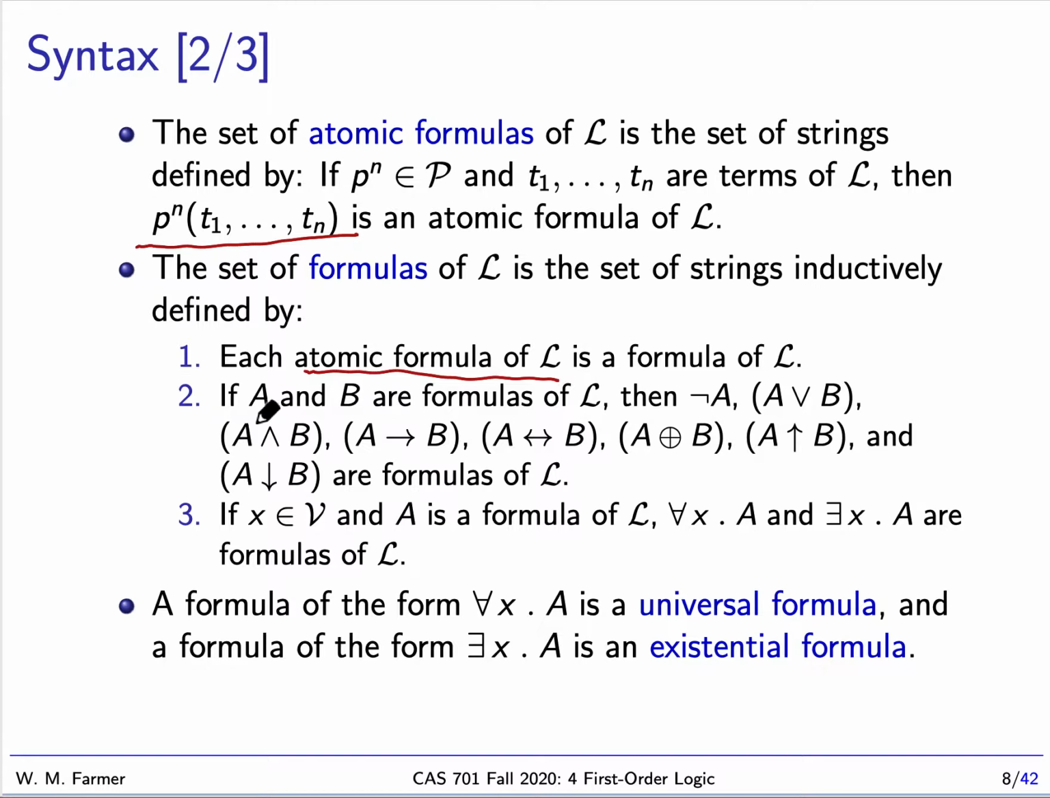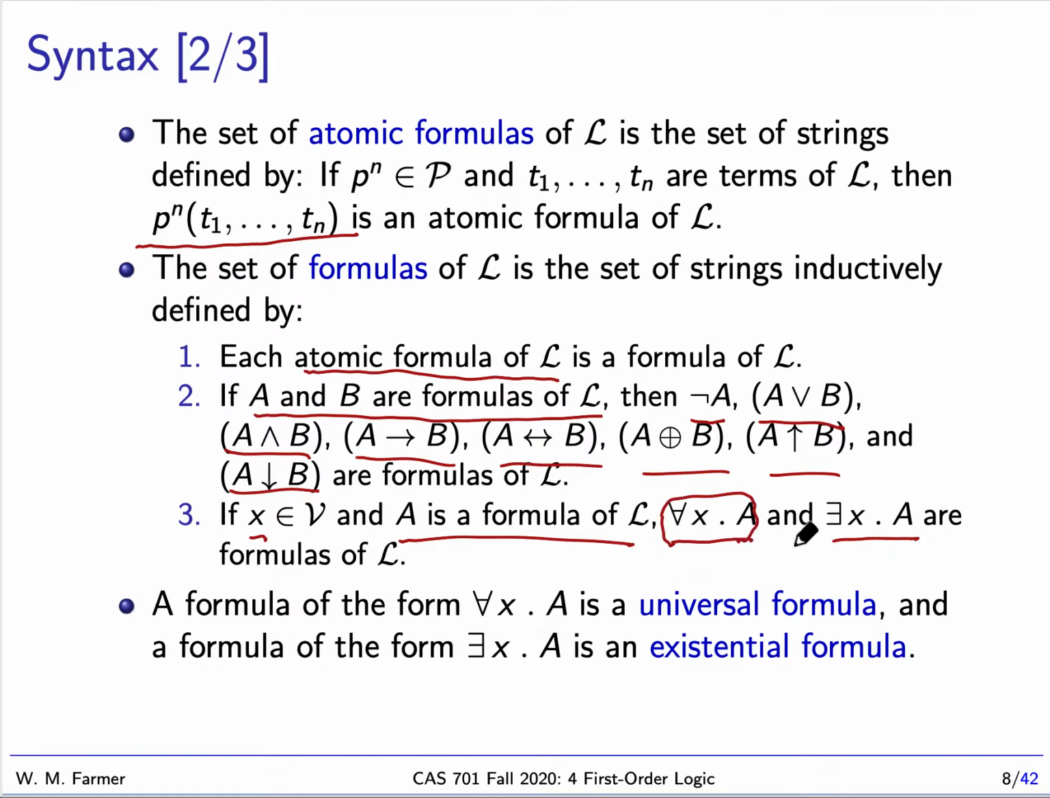If A and B are formulas of L, then all the formulas we can get by applying the Boolean operators are formulas of L. And then the third one is if x is a variable and A is some formula of L, then for all x, A and there exists x, A are formulas of L. And this one here is known as a universal formula, and this is an existential formula.